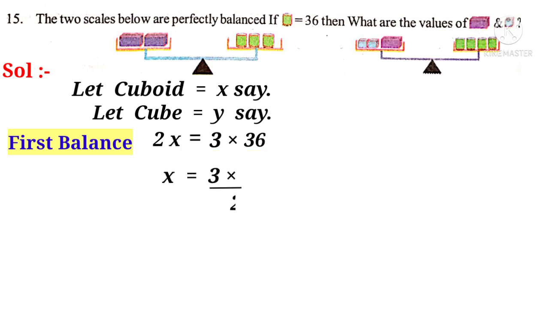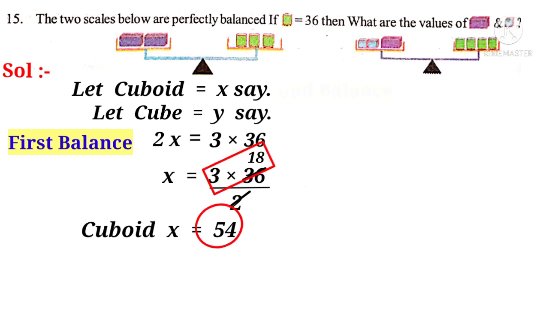Now x is equal to 3 into 36 by 2, because multiplying 2 when transposed to the right hand side, it becomes divided by 2. On simplification by 2, 18 times. So cuboid x is equal to 54, because 18 into 3 is equal to 54.